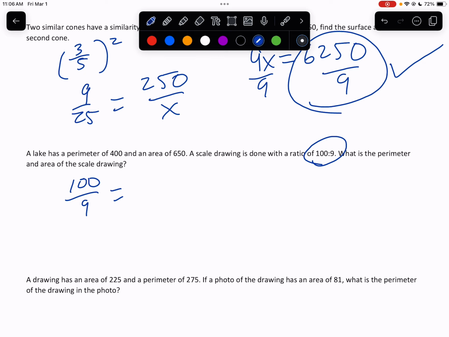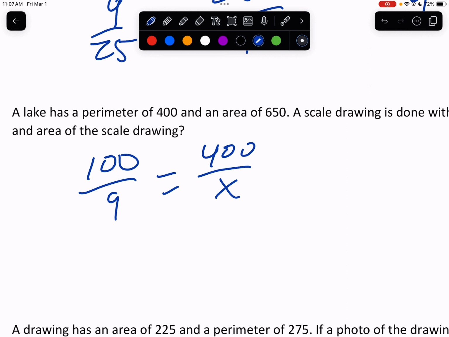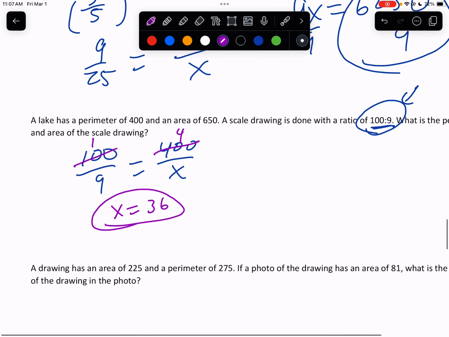So let's do perimeter first. So the perimeter is the same ratio. Area is always the squared version of the ratio. Do not square these numbers. Don't do that. To work with area, you have to square the similarity ratio. To work with perimeter, you have to use a linear ratio, which is what that is. So 100 over 9 would be 400 over something. Well, remember, we can reduce vertically, nothing here, but we can also reduce horizontally. That'd be 1/4. So this answer is going to be 36 when we cross multiply.